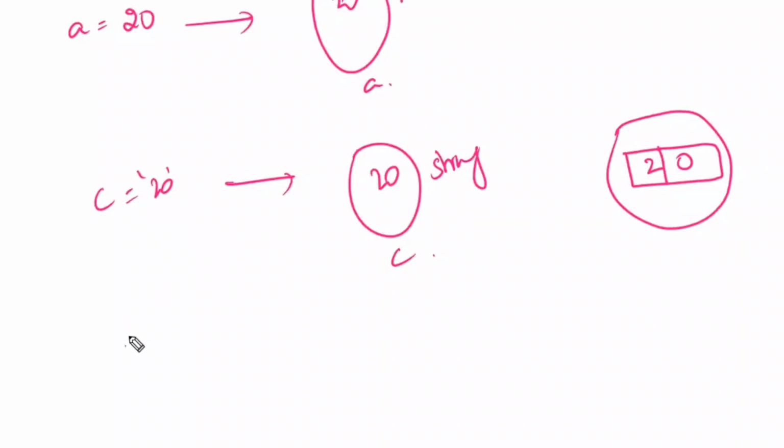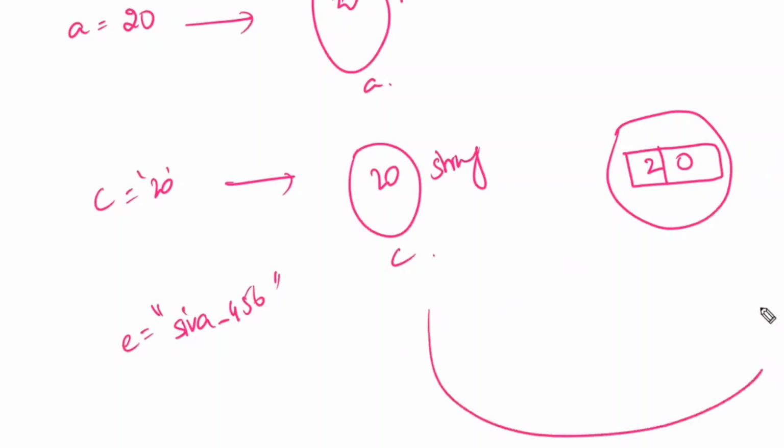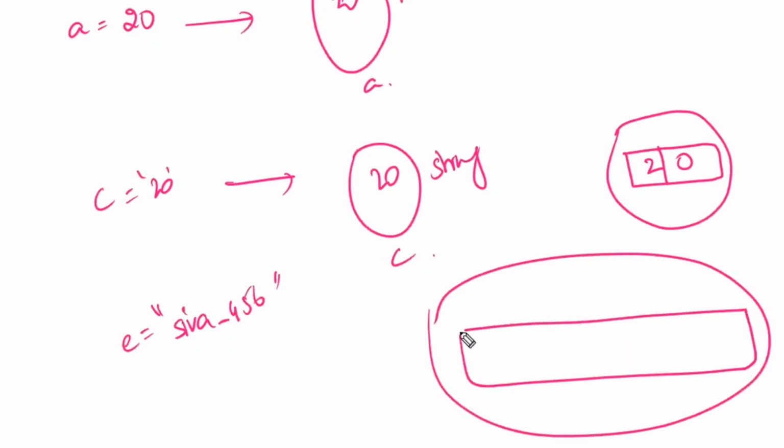For example, you have E is equal to Siva underscore 456. Okay, assume this is a string. Now it is going to keep it inside the object in such a way that the object of the string is going to have boxes like this. S, I, V, A, underscore separate, 4 separate, 5 separate. For each letter or each character, it is going to give one particular box like this. The string is designed in Python in this way.